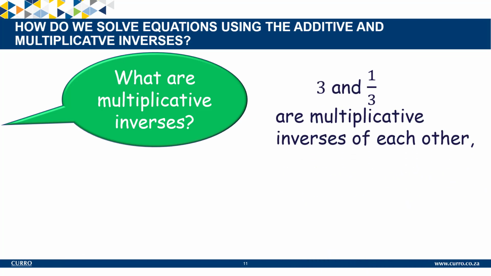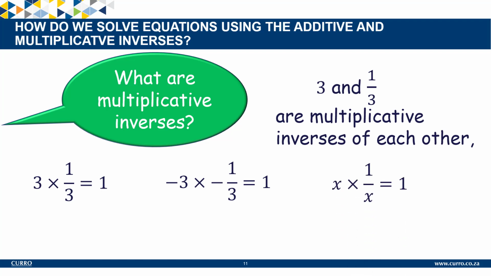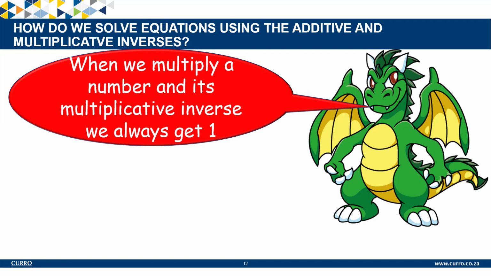What are multiplicative inverses? So 3 and a third are multiplicative inverses of each other, which means 3 times a third is 1. Therefore, negative 3 times a negative third is also 1. Note the signs stay the same, but it's only the numerator and the denominator that swap. So x times 1 over x is 1. And negative 2 thirds times negative 3 halves will be 1. So when we multiply a number and its multiplicative inverse, we always get 1.